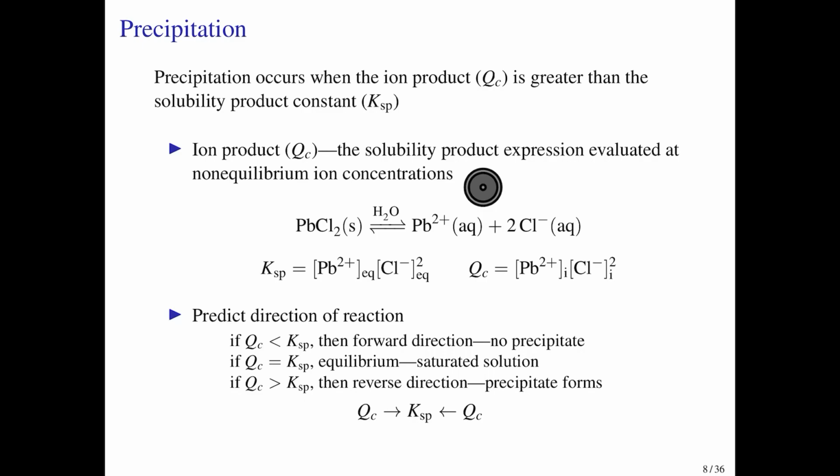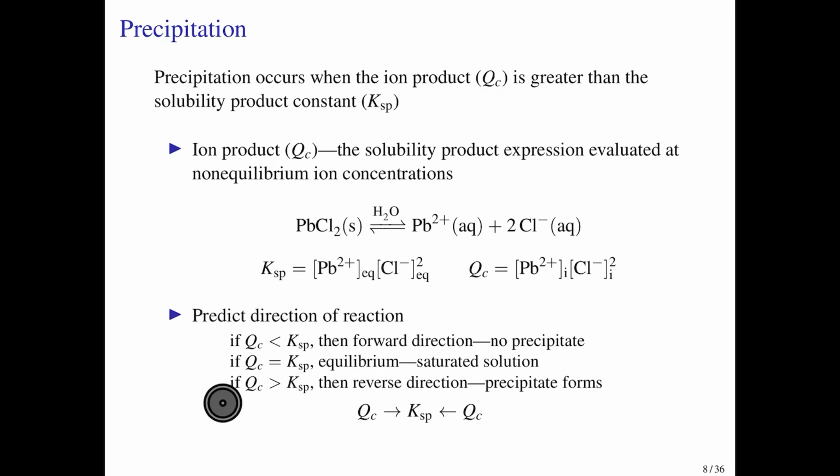If you happen to calculate Q and it equals KSP, that means the dissolution reaction is at equilibrium, and so there's no preferred direction for that case. The third case is when Q is larger than KSP, in which case the reaction will proceed towards the reactants, resulting in the formation of a solid precipitate.